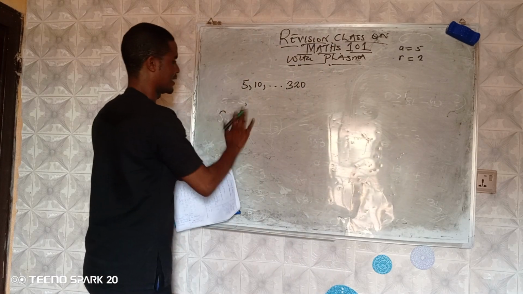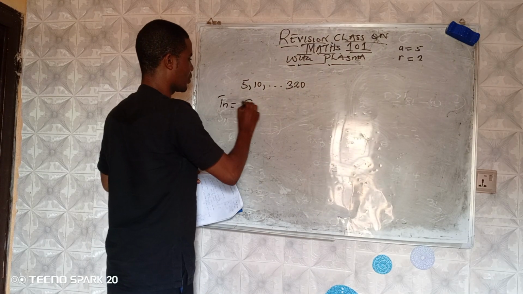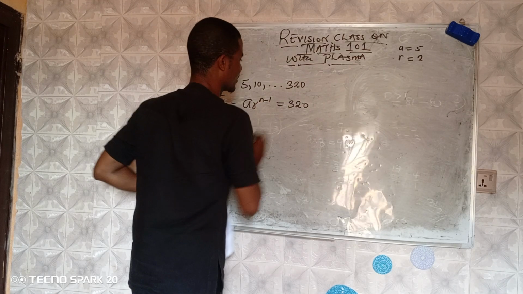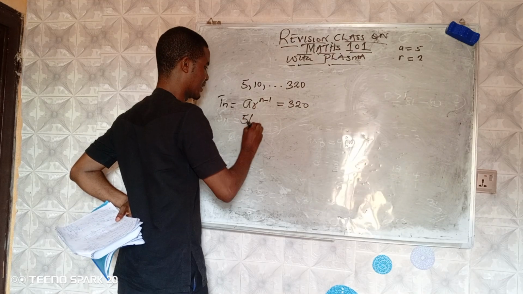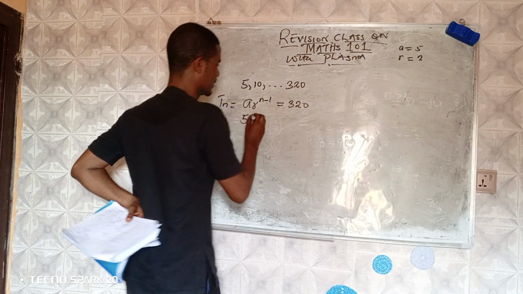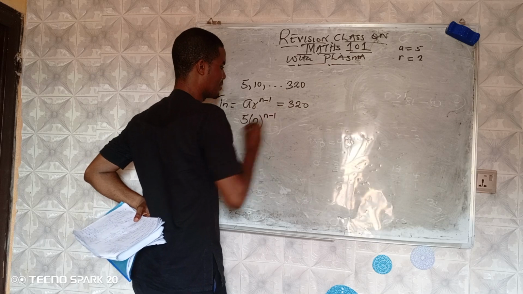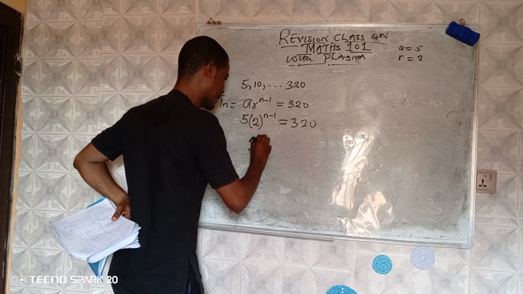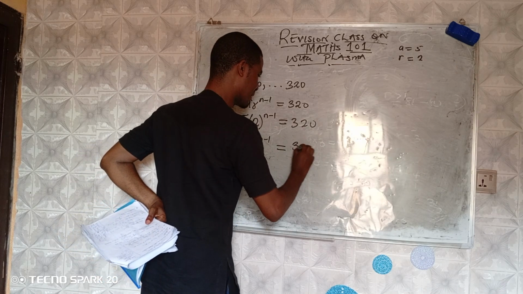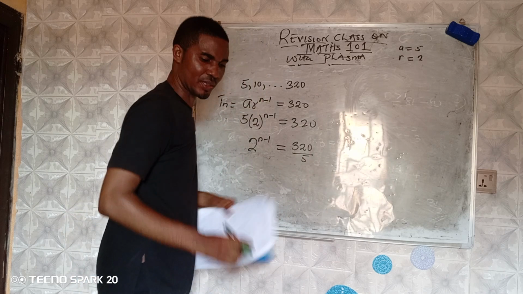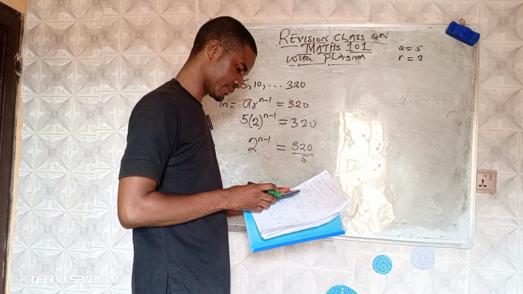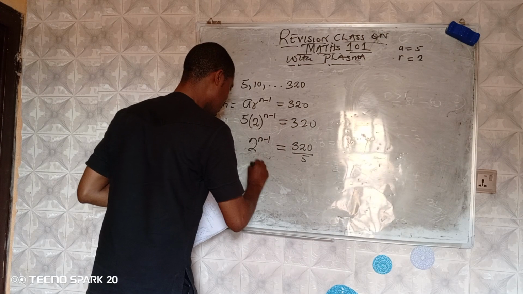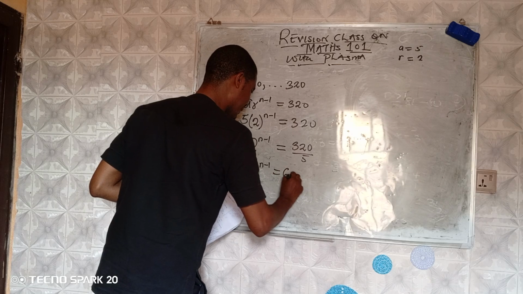So to get my n, I will say that Tn = ar^(n-1) = 320. A is 5, my r is 2, and I don't know my n. I'm looking for the value of n, 320. So 2^(n-1) = 320 over 5. When we divide 320 by 5, we have 64. So 2^(n-1) = 64.